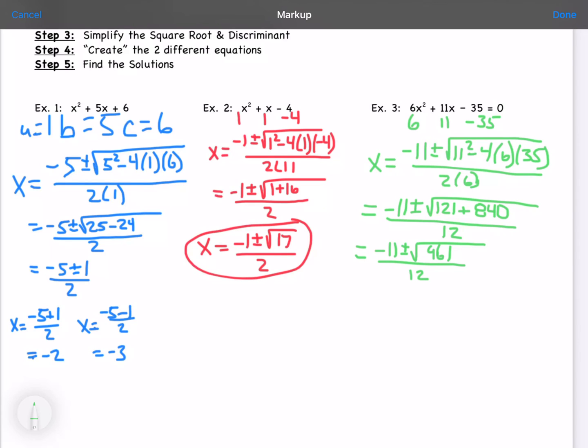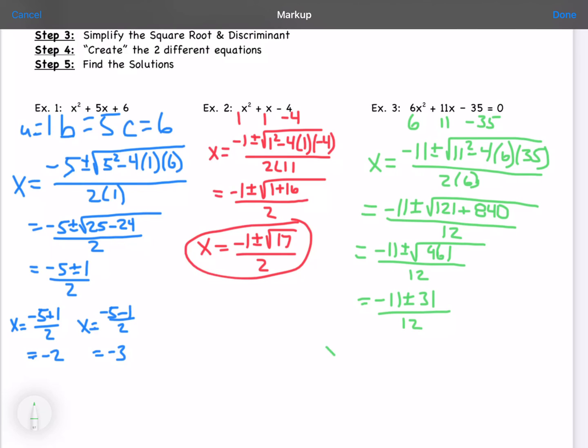Now, 961, you might not think it, but it is a perfect square. The square root of 961 is 31 if I remember right, but let me double check. Yeah, 31. So it's negative 11 plus or minus 31 all over 12.